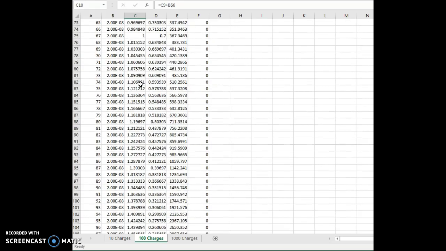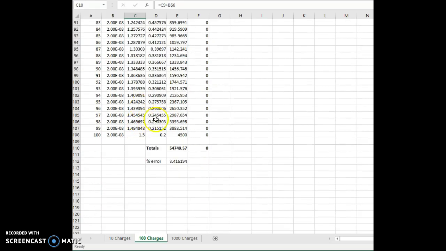And here I've already used the same equations and dragged each of these columns down to fill in everything, but it's the same equations as before. And now I get 54,749.57 newtons per coulomb. Only a little more than a 3% error from what we got from the integral.